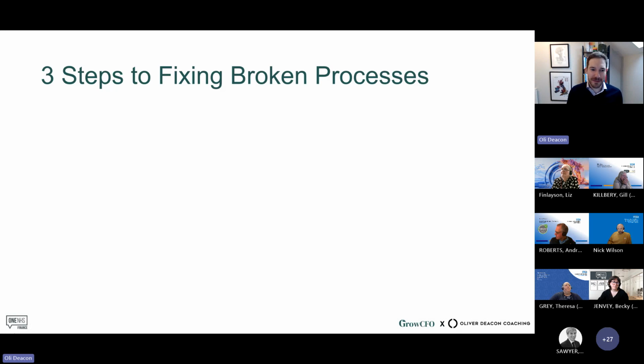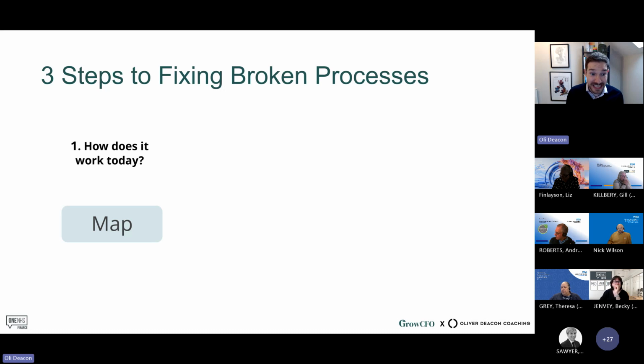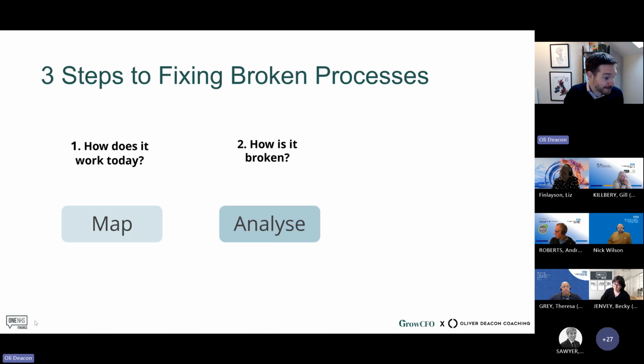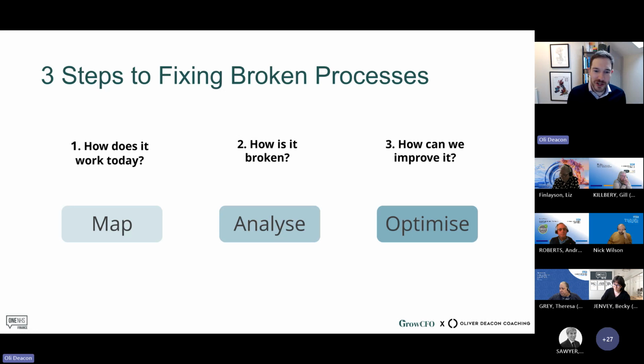There are only three major steps towards fixing your broken processes, three steps between you and fantastically better processes. The first step is to map the process. How does it work today, folks? If we don't know how it works today, it's pretty difficult to fix it. So the first thing we need to figure out is what's happening today. Then we need to analyze it and understand how it is broken. And then finally, we need to look at how we can improve it and optimize it.